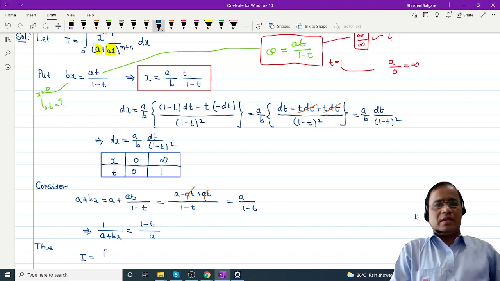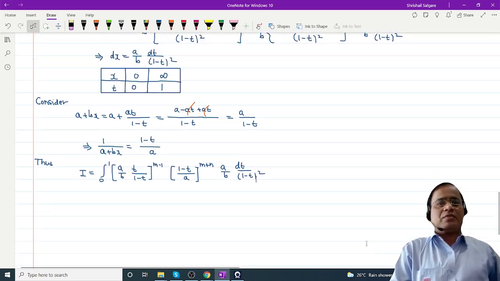I is equal to, what are the new limits? 0 to 1. So first I will write the value of x. Value of x is (a divided by b) into (t divided by 1 minus t), whole bracket raised to m minus 1. Is it right? After that 1 upon a plus bx, that you have calculated, (1 minus t) divided by a, that whole raised to, what is that power? m plus n. And that dx you have calculated, a divided by b, dt divided by (1 minus t) whole square.